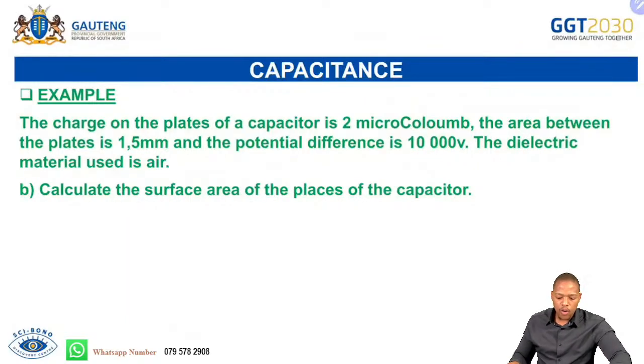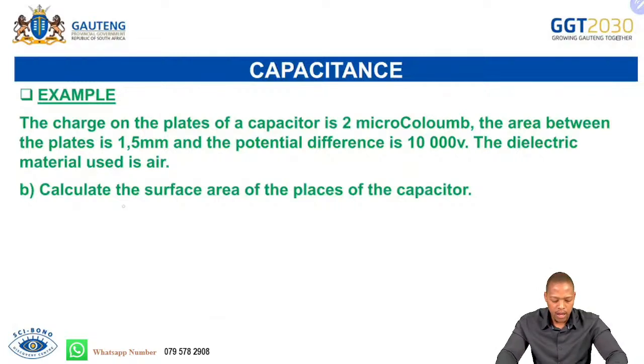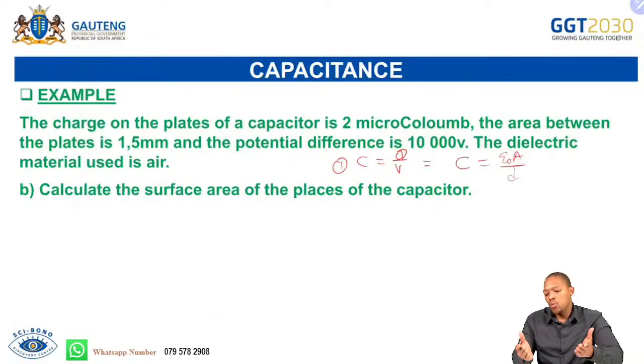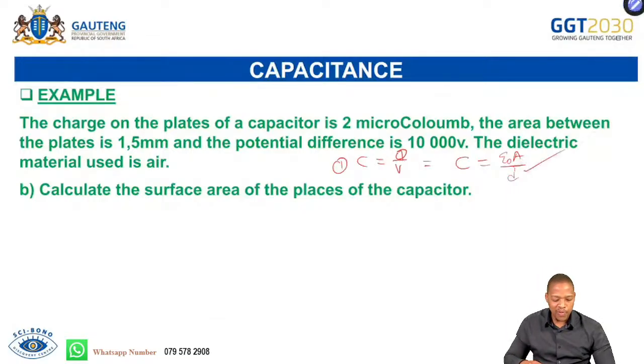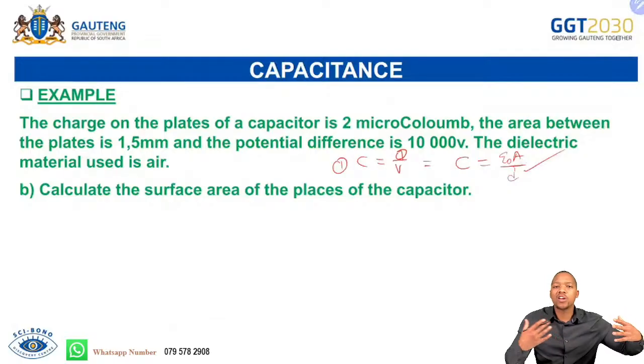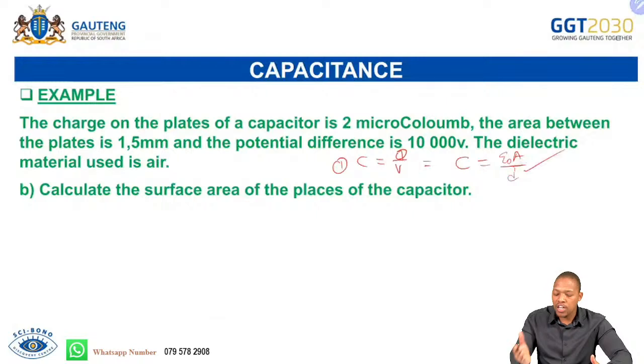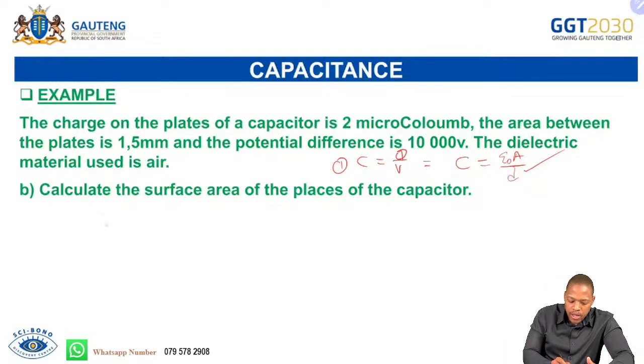Right. Then the question continues and says, calculate the surface area of the plates of this capacitor. Now they want the area. We have two formulas. Formula 1, C is equals to Q over V. Formula 2, C is equals to E naught A over D. Which formula has area here? It's obviously formula 2. Nothing can be this difficult. Like I said, once we have done the understanding of how a capacitor functions, everything else becomes easy. It's the matter of just choosing the formulas if we are asked to calculate.